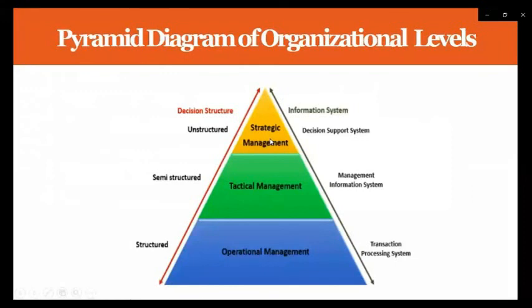So this is the pyramid diagram of organizational levels. This is typically used by an organization. The bottom is the operational management, or that is the transaction processing. The next one, the middle, is the tactical management, wherein the management information system is applied. And of course, the top is the strategic management, which involves the decision support system.